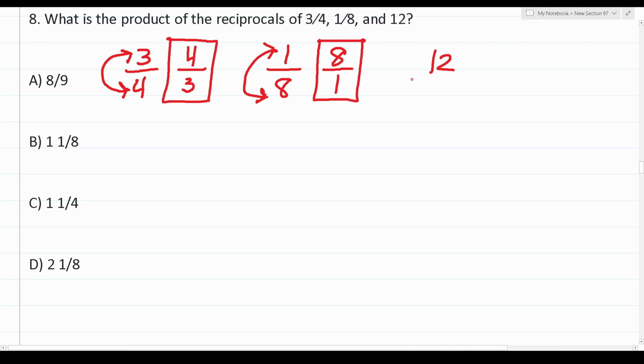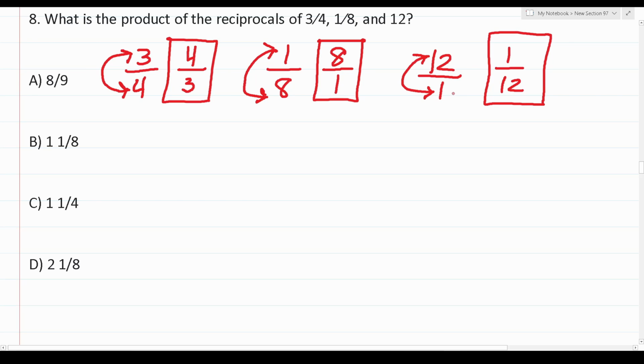And this one's a little bit more tricky. We have 12. Well, we can write 12 as a fraction by placing it over 1. And now all we have to do is exchange our numerator and denominator. So the reciprocal of 12 over 1 is 1 over 12.